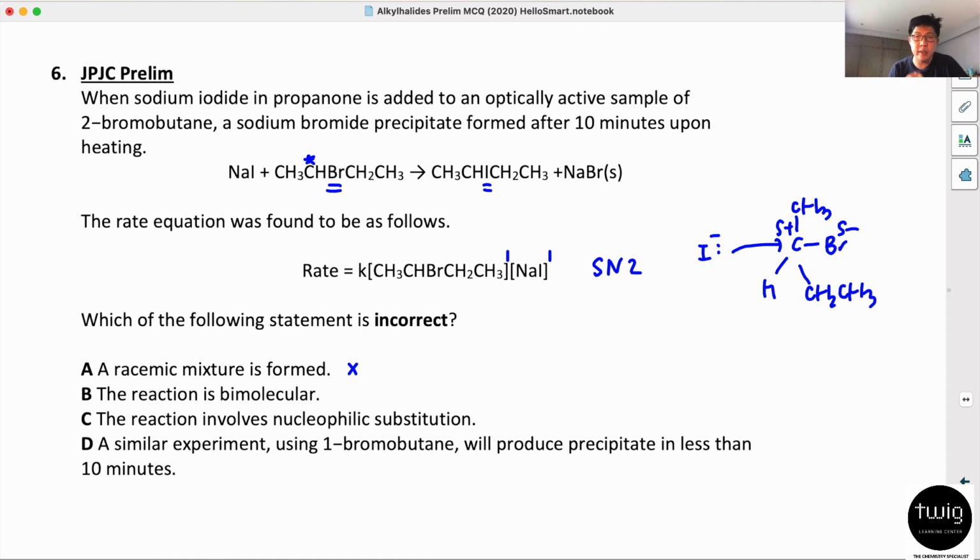Okay, the reaction is bimolecular. This is true. Bimolecular means it's an SN2 reaction. There are actually two reactants in the slow step, so that's why it's called bimolecular. So this actually is true.